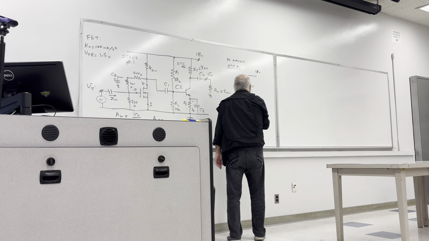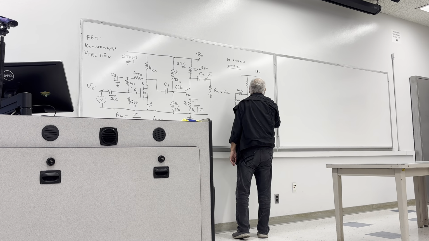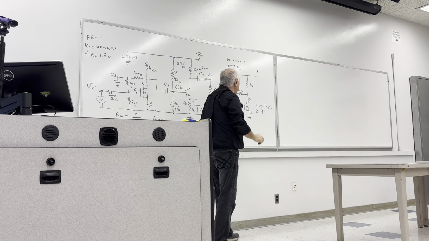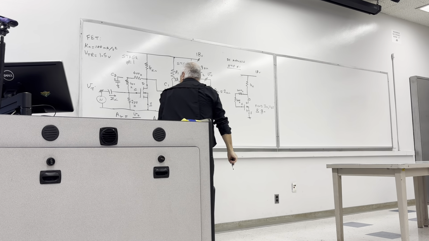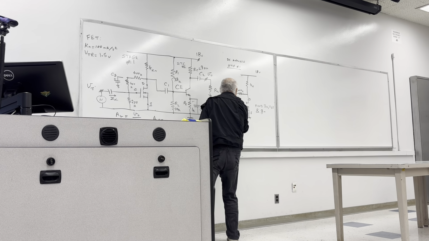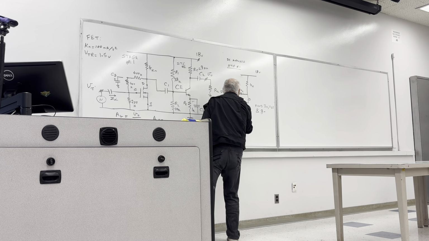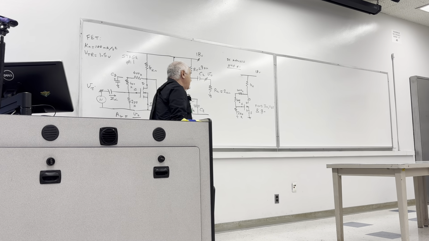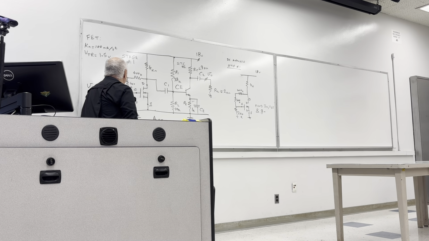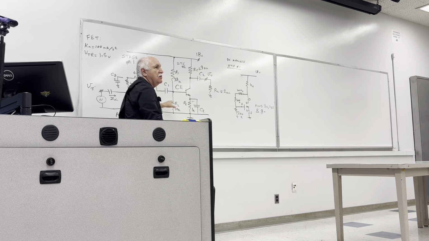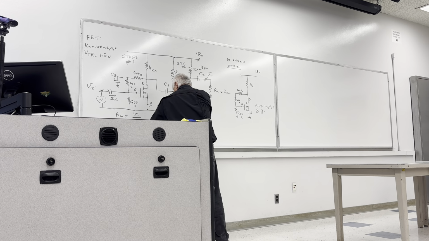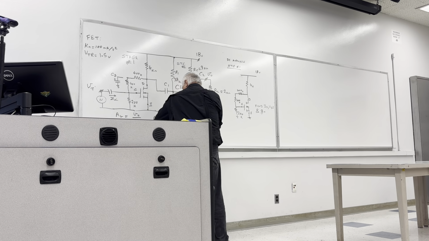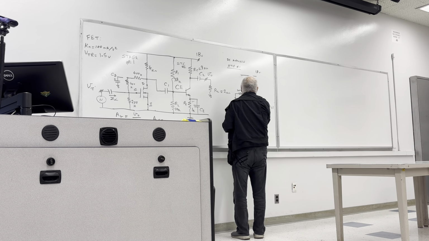So find ID, VDS, and gM. That's the first requirement here. Oh, sorry, we forgot this one as well. 200K. 200K. So from that reduced, simplified circuit, because capacitors don't count, this capacitor doesn't count, this comes out. So calculating the currents. Let's see. Let this be ID.